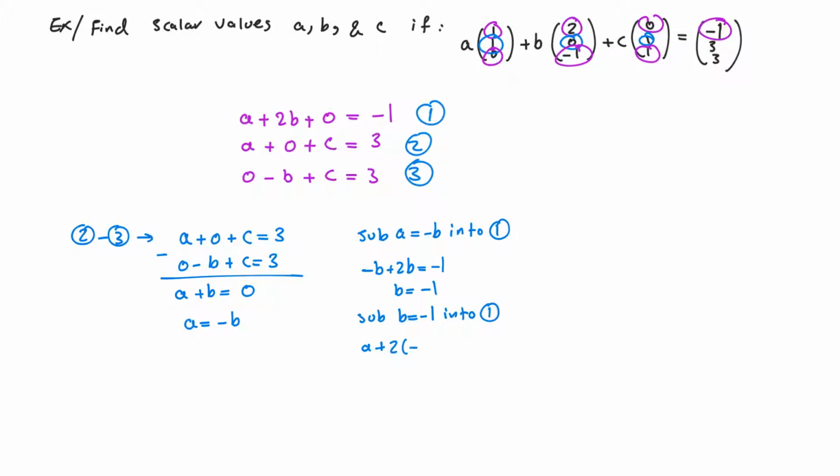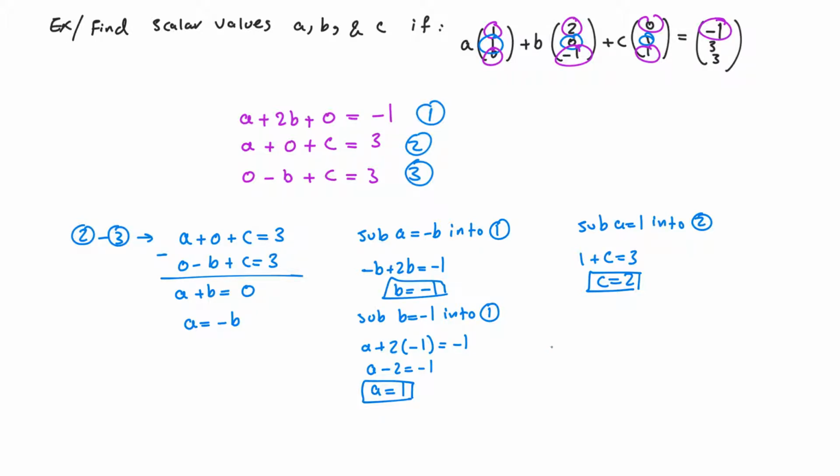Now, I have found one of my answers, so I'm going to sub that b is equal to negative 1 into the first equation. So now I get a plus 2 times negative 1 is equal to negative 1. That means a minus 2 is equal to negative 1, and if I add 2 to both sides, I get a is equal to 1. Finally, I'm going to sub a is equal to 1 into the second equation. I could sub b is equal to negative 1 into the third equation as well, and I get 1 plus c is equal to 3, meaning c is equal to 2. And I'll just write my final answer as a is equal to 1, b is equal to negative 1, and c is equal to 2.